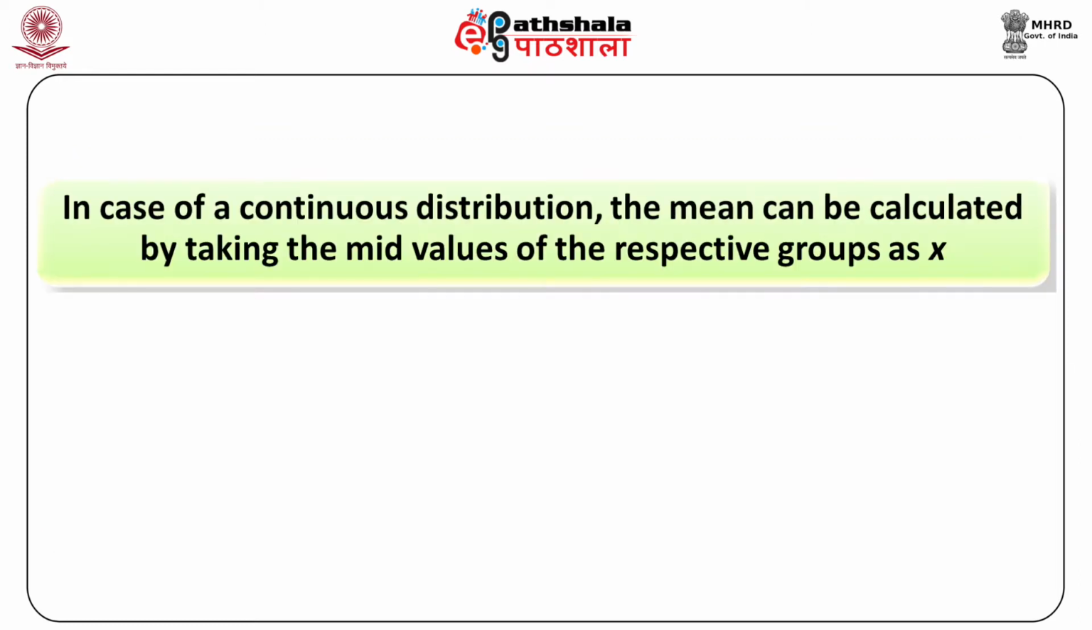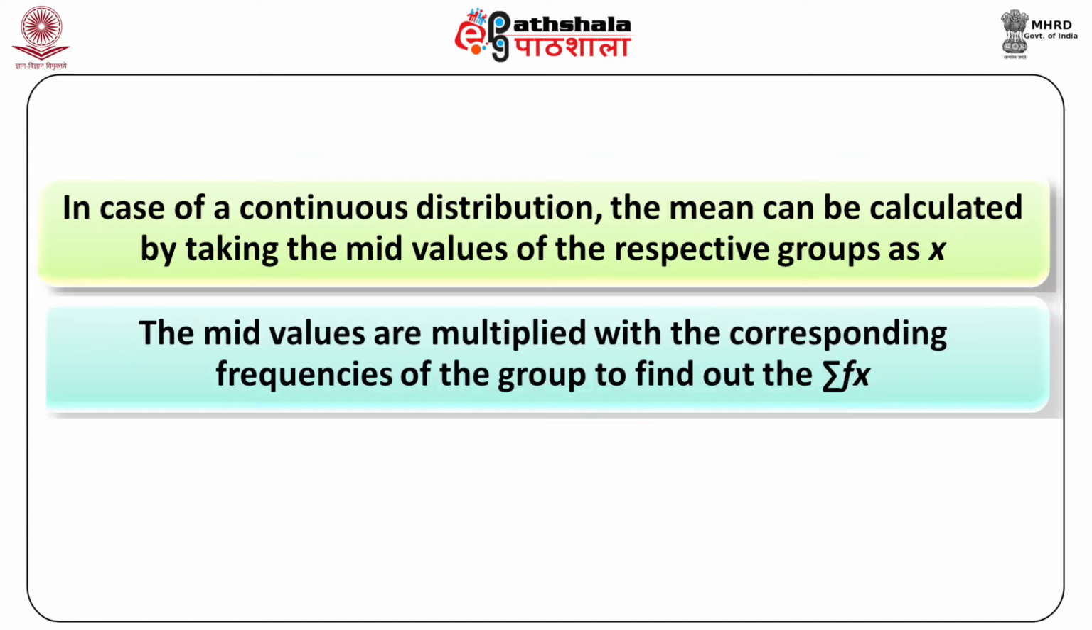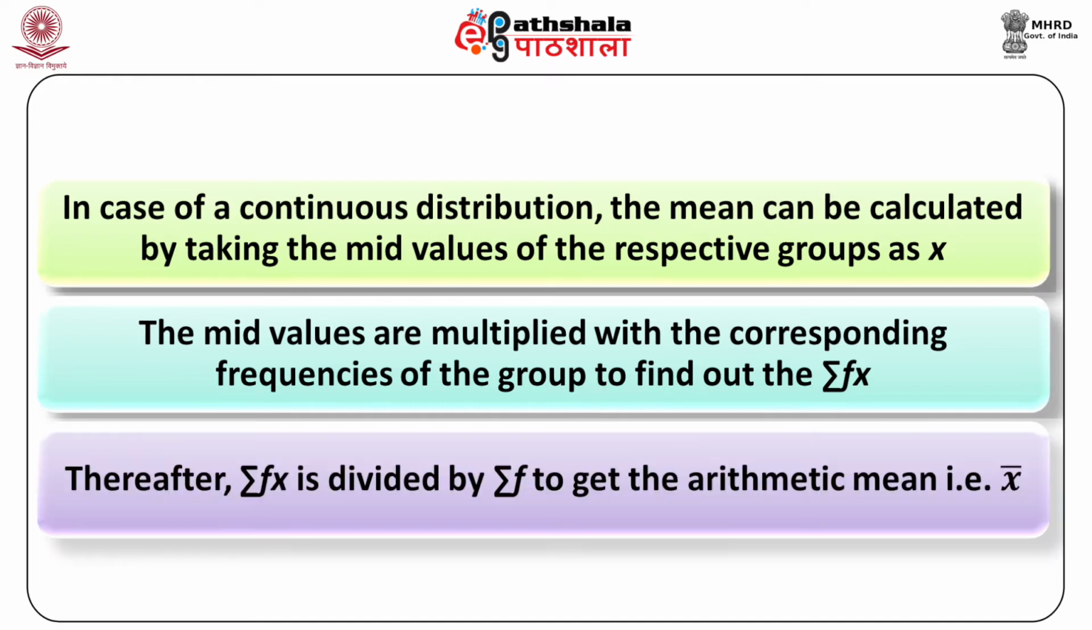Now, in case of continuous distribution, the mean can be calculated by taking the mid values of the respective groups as x, that is the observation. The mid values are multiplied with the corresponding frequencies of the group to find summation fx, and thereafter summation fx is divided by summation f to get the arithmetic mean, that is x bar.